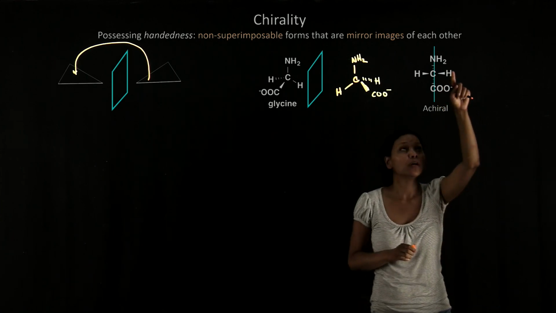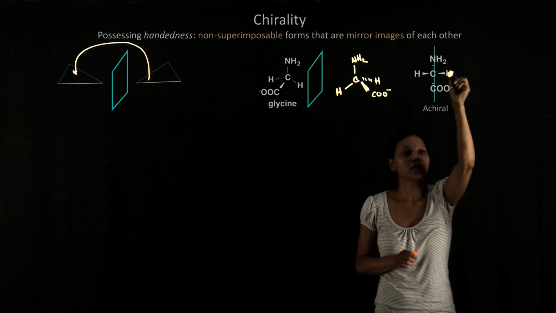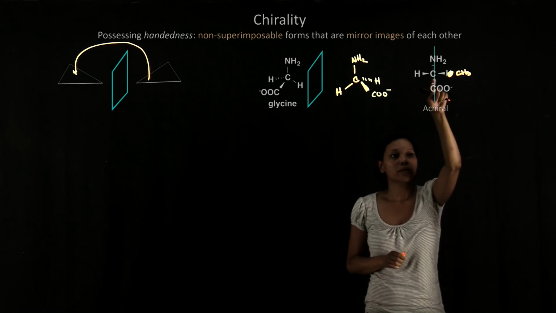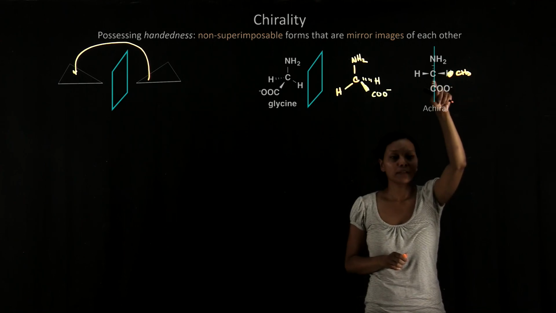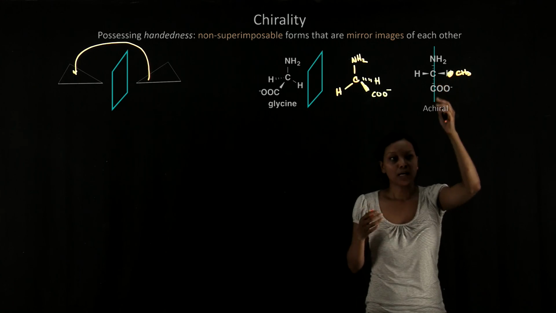Now, if I were to take one of the hydrogens, say this one on the right, and convert it over to, say, a methyl group, you would have a carbon that has 4 different groups around it. This carbon is basically asymmetric, and you will start to see that this carbon has chirality.